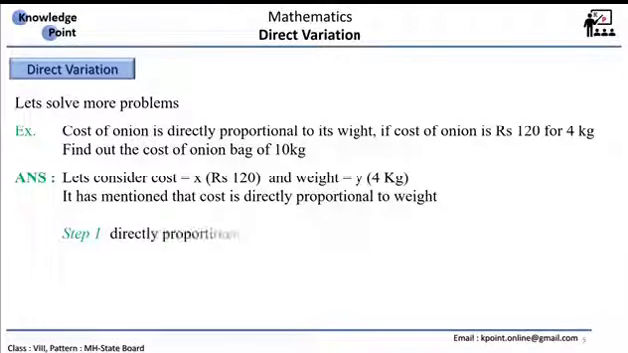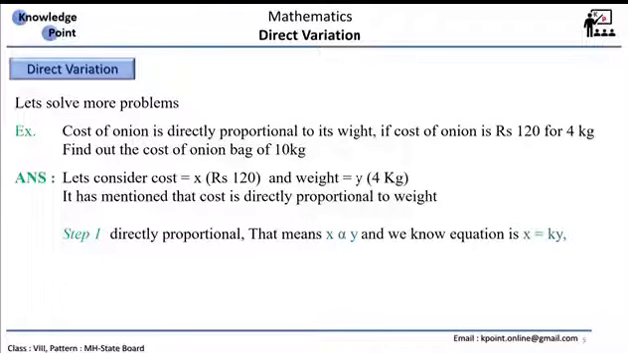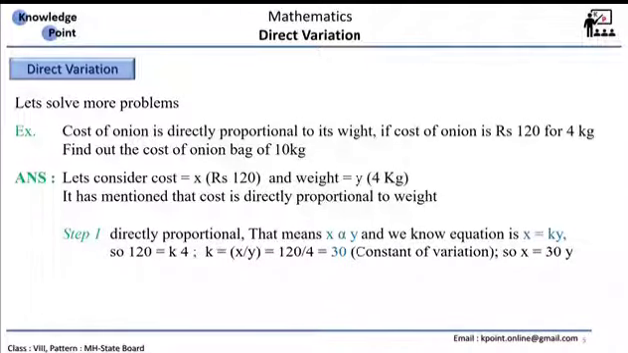Let's see that. Step 1. Directly proportional, that means x is directly proportional to y. And we know the equation which we learned just now, x is equal to ky. So 120, we are just replacing the variables in the equation with the available values, so 120 is equal to k into 4. We also know that k is equal to x upon y. So x is 120 divided by 4, that is 30. So the value of k, which is the constant of variation, we got 30.